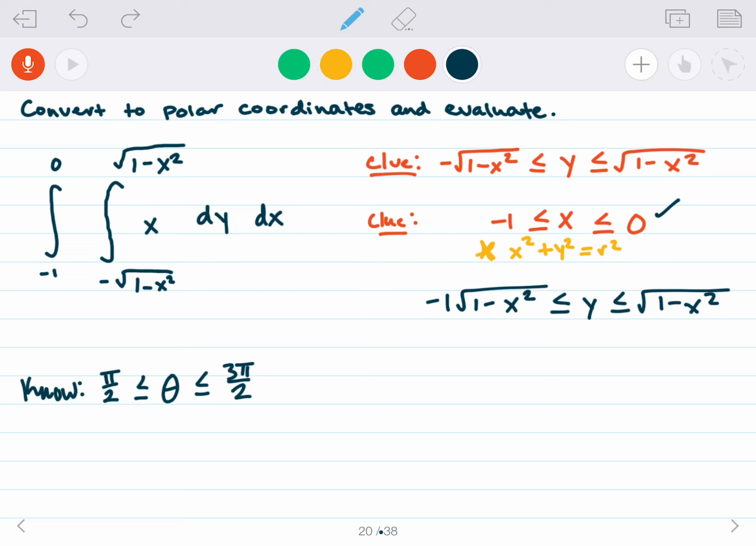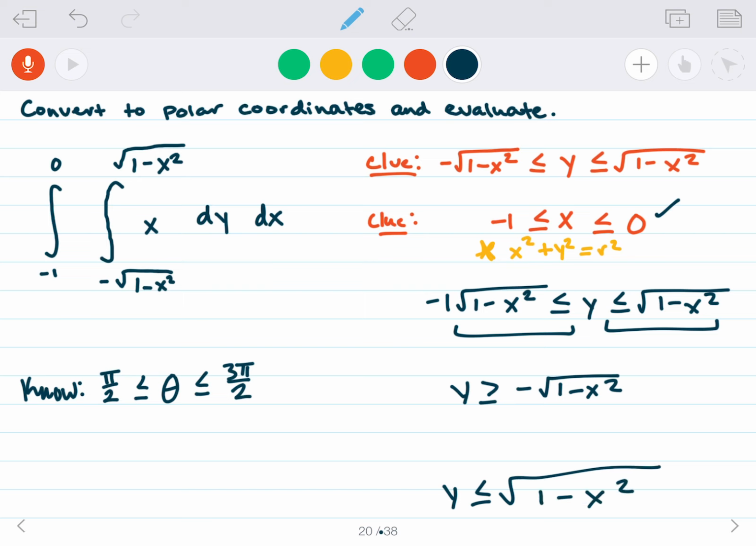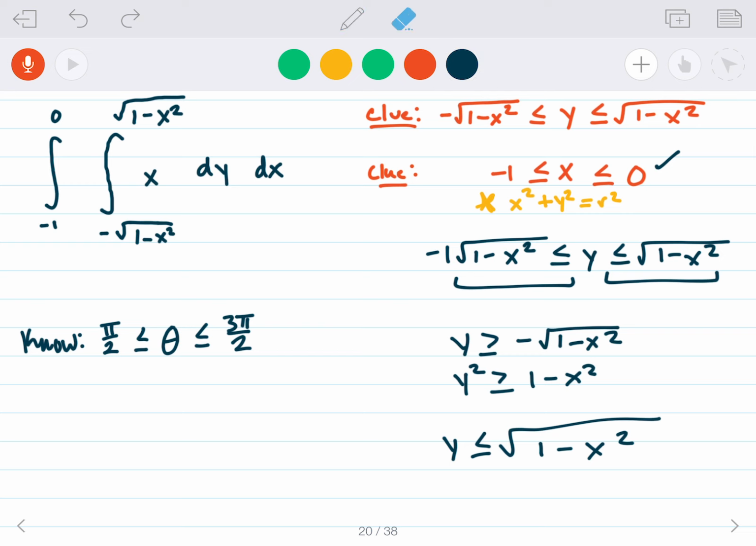So if I square everybody, I can actually break this up a little bit. I can say y is bigger than or equal to negative square root of 1 minus x squared, and it's less than or equal to square root of 1 minus x squared. So if I square this, I get y squared is bigger than or equal to 1 minus x squared, because negative 1 squared is positive. And if I square both sides over here, I get y squared is less than or equal to 1 minus x squared.